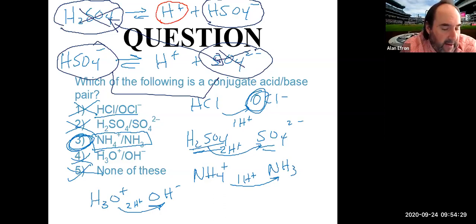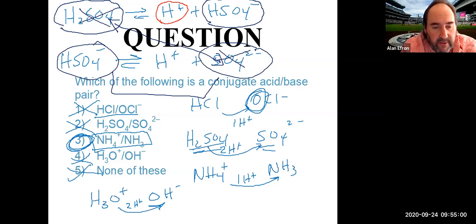a base on the reactant side, its partner on the product side will be the conjugate acid, and again, the difference there is the base is going to accept the H plus, which means the conjugate acid will have one more H plus. And as we talked about last time, acids and bases are always found on the reactant side, and your conjugate acids and conjugate bases are found usually on the product side of the arrow, and those two relationships.